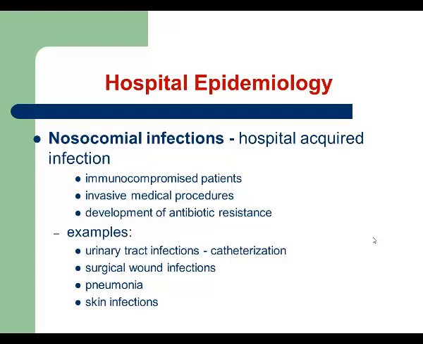As an example of nosocomial infection, we can use, of course, urinary tract infection. Actually, it is the number one nosocomial infection in hospitals today for catheterized patients. Other examples are surgical wound infections, pneumonia, or skin infections.